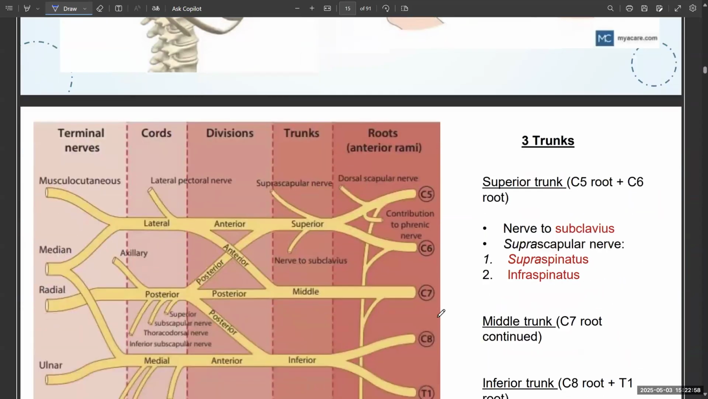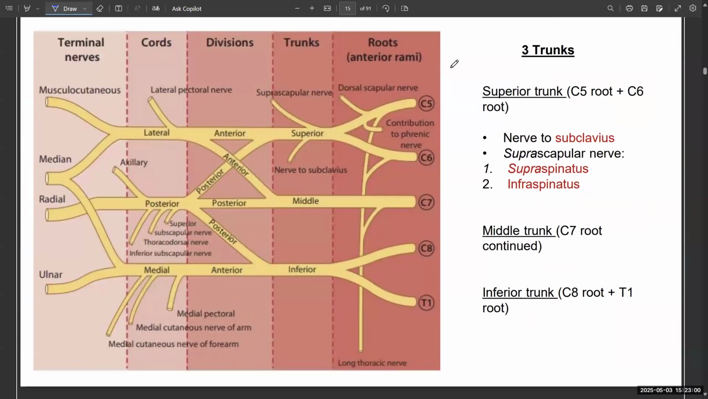Then we move on to the trunks. We're done with the roots, not the trunks. So C5 and C6 will combine to give you the superior trunk. C7 is not combining with anything, it's just going straight. And then C8 will combine with T1, and that is going to give you the inferior trunk. So we have 1, 2, and 3 trunks.